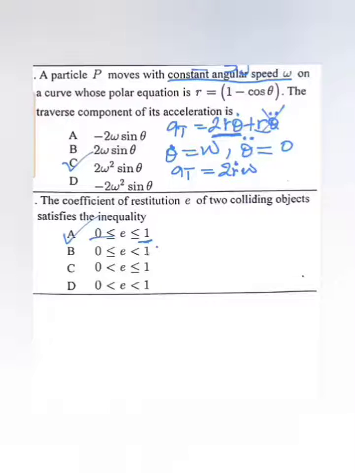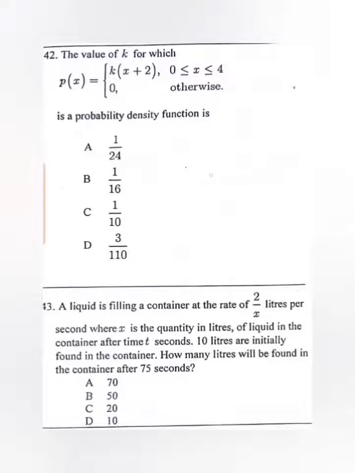In question 42, we have: the value of k, for which p of x equals k into x plus 2 for 0 less than or equal to x less than or equal to 4 and 0 otherwise, is a probability density function, and we have these options. So in the case of a continuous random variable, we consider it continuous because x values lie between 0 and 4. We have to integrate the probability density function from 0 to 4.